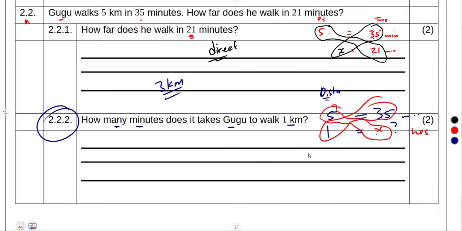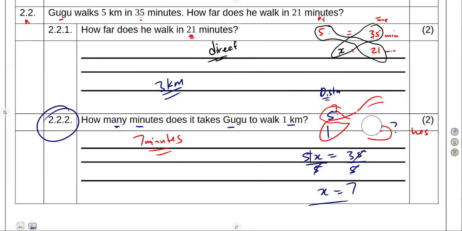5 times X, that's 5X. 1 times 35, that's 35. So divide by 5, X is equal to what? X is equal to 7. So how many minutes? We're talking about 7 minutes being covered in this case for 1 kilometer.